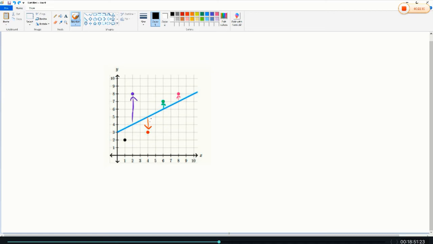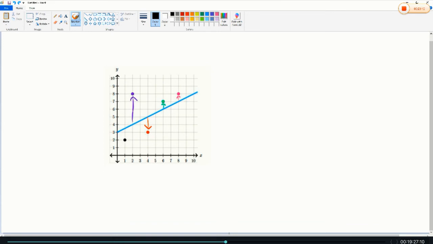So you can see here the pink dot and the green dot, they're only 1 unit away from the regression line, which means their residual would be 1, and that means that they're more accurate. And as you can see here, this blue dot, it's 1, 2, 3, 4 units away from the regression line, which means it's going to be less accurately represented.